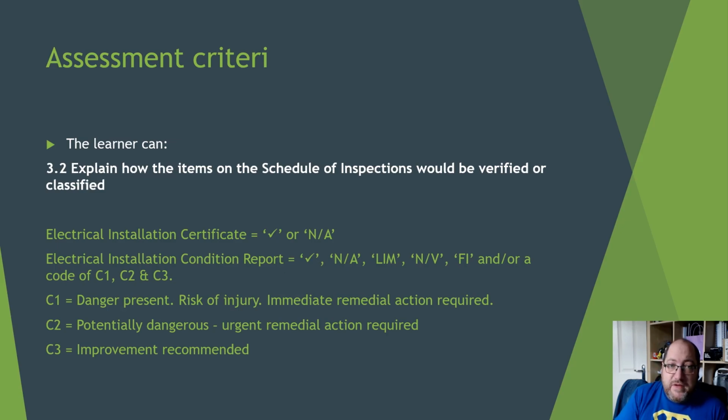And then we have the C1, C2s and C3s, the coding. So we use those on the inspection schedules as well as the actual observations and recommendations. We can put codes on the inspection schedule with the periodic. With the installation certificate, it's only a tick or not applicable. So you need to understand what you can put on your inspection schedules here.